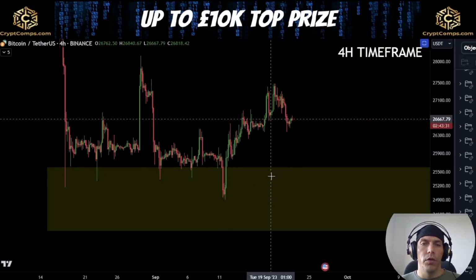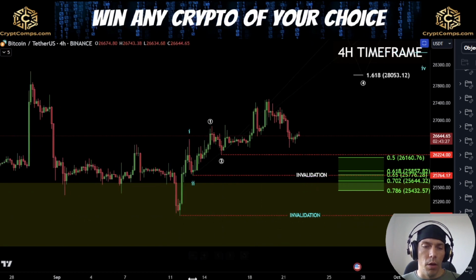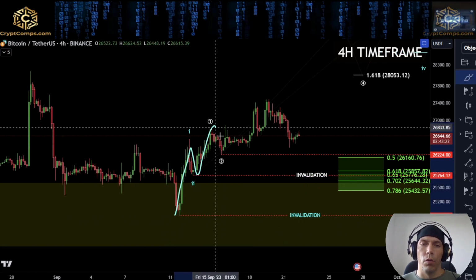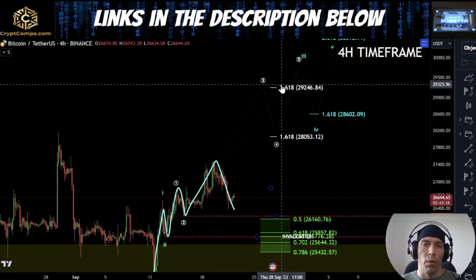Now, if we're looking for the potential of a breakout from this point, I'm still looking for the same idea here, where potentially what we could have here is that this is 1 and 2. We have this as another 1, 2. This becomes 1 and 2. And then we're looking for this bigger push to the upside.